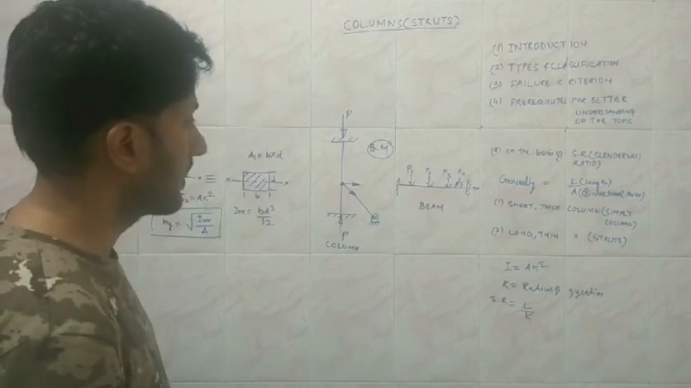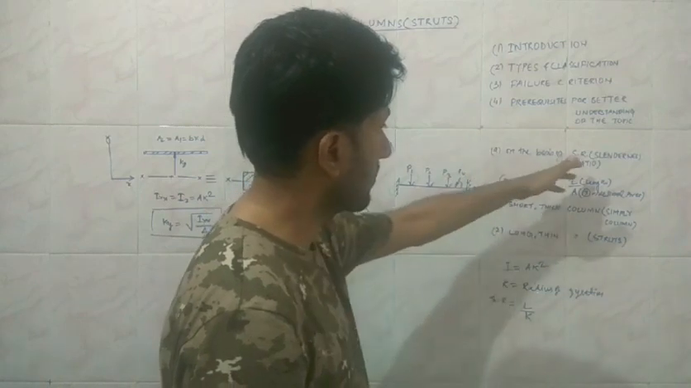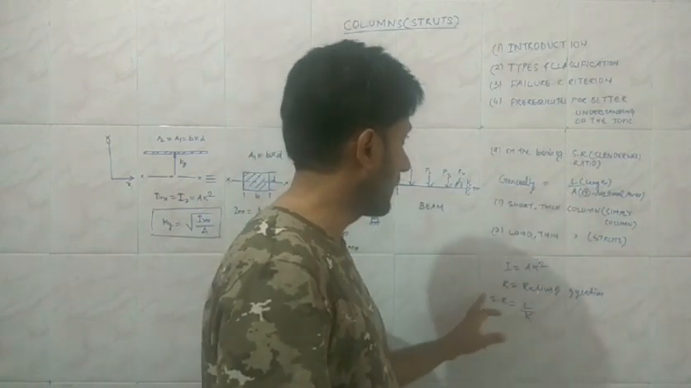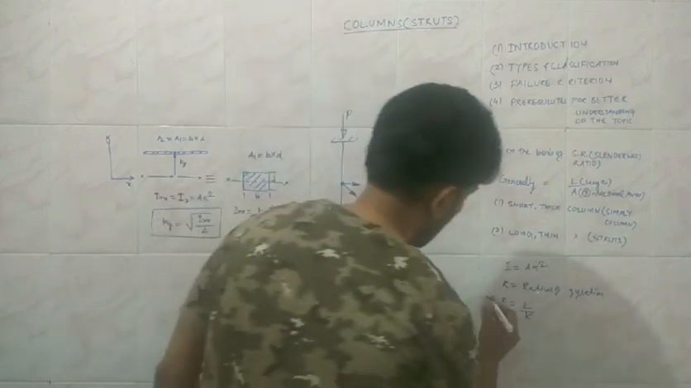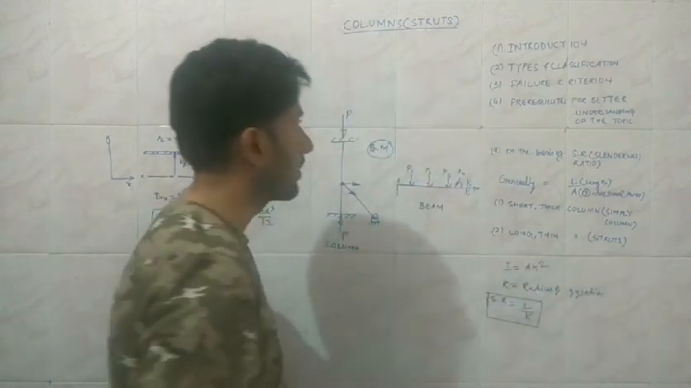So the point here is we have classified the types of beams based upon the slenderness ratio. The general definition was L by A, but specifically for beams and columns, the slenderness ratio is classified as L by K. The reason I have already told.